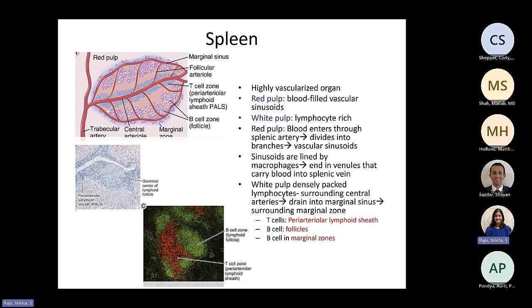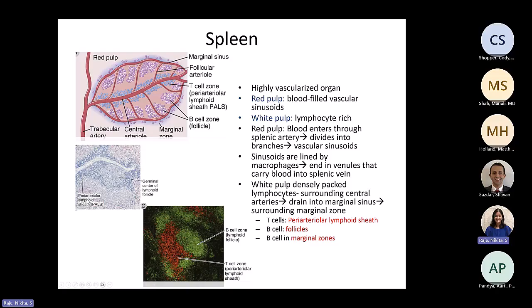So the spleen is a different system. It is a highly vascularized organ with a lot of red pulp, and then it has the white pulp, which has more lymphocytes. In the red pulp, the blood enters through the splenic artery, which divides into branches and then goes through the vascular sinusoids. These sinusoids are lined by macrophages, and they end up in venules that carry the blood into the splenic vein.